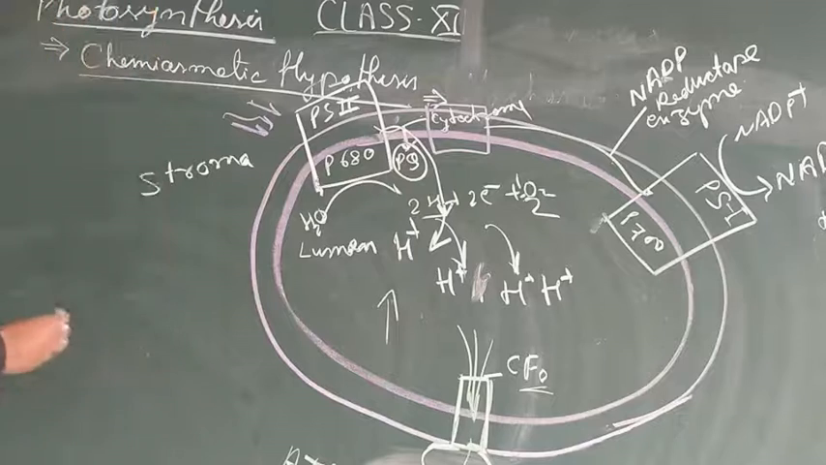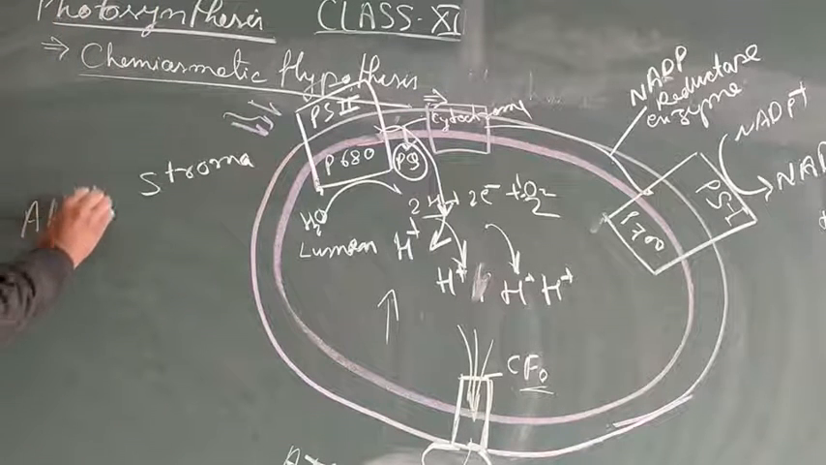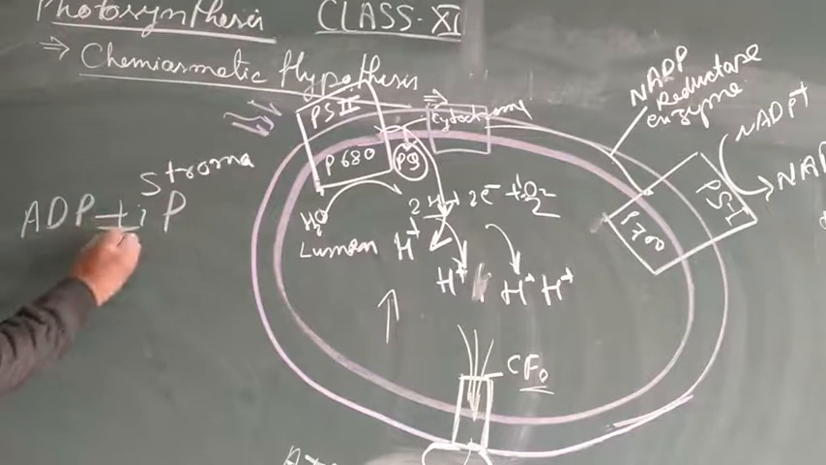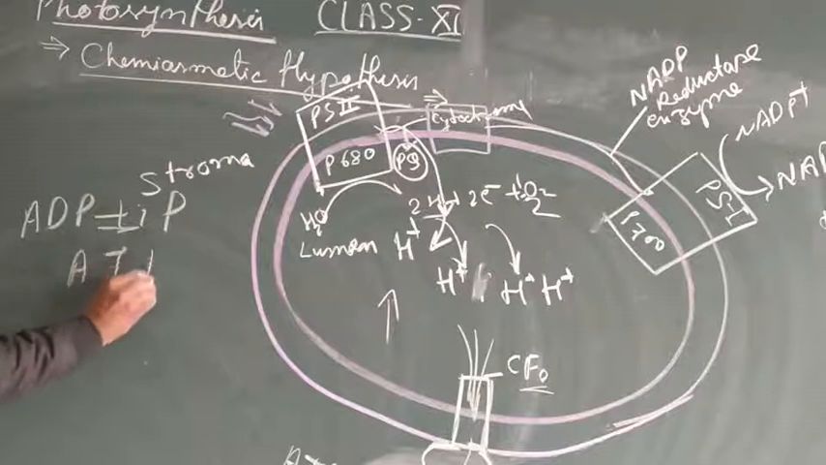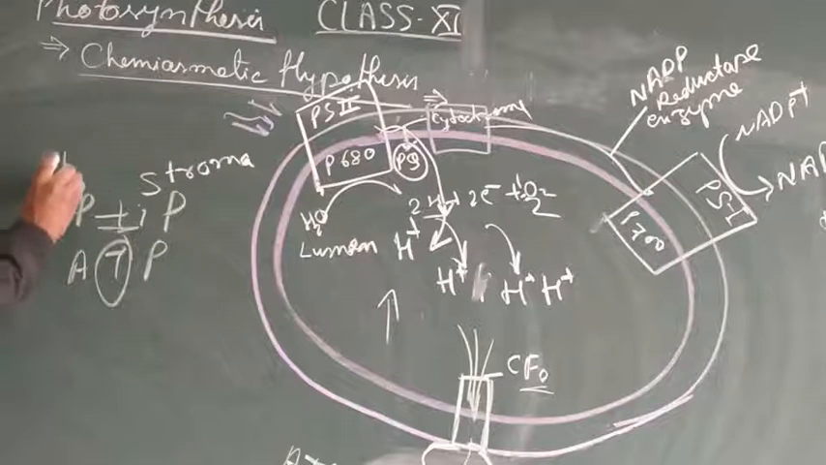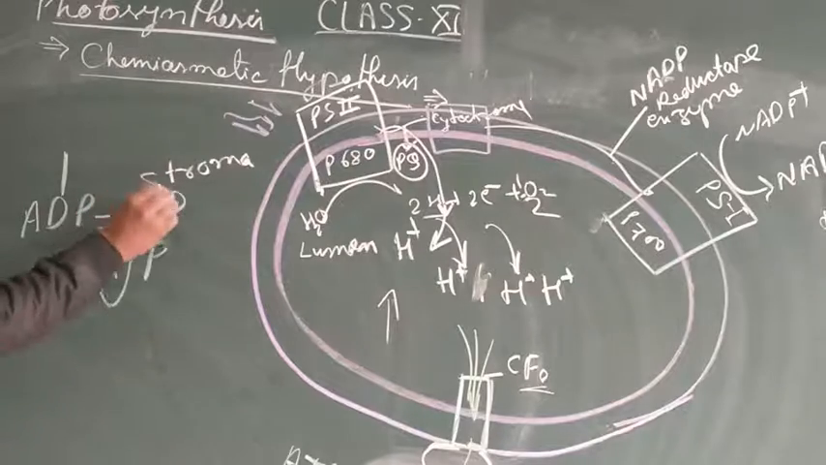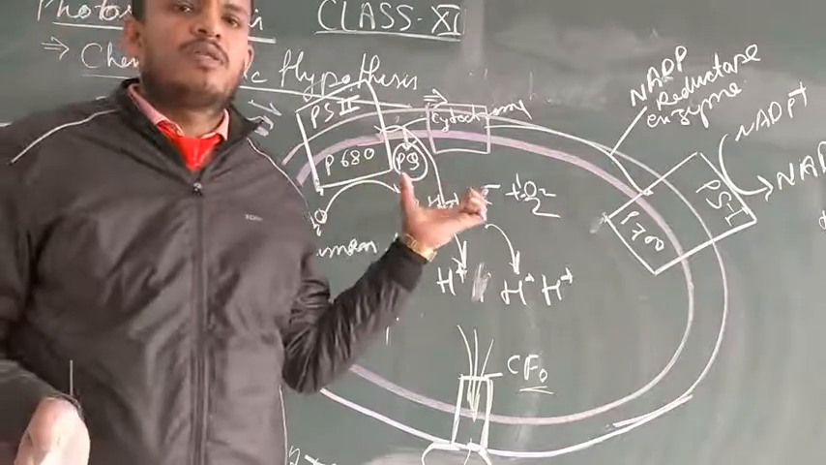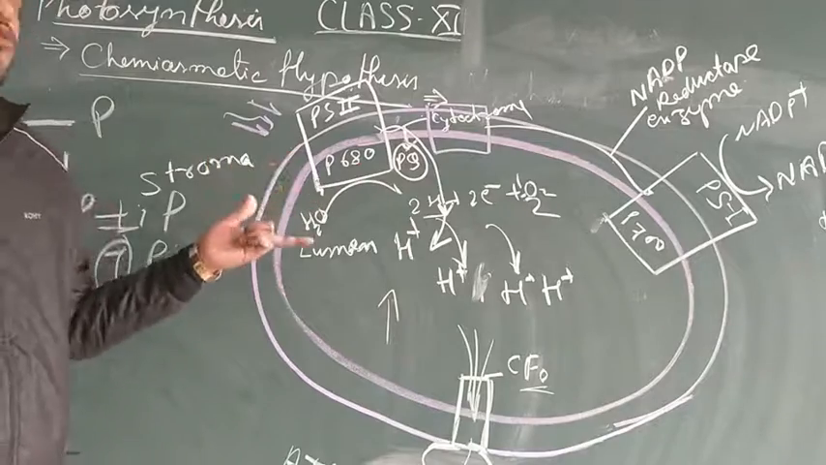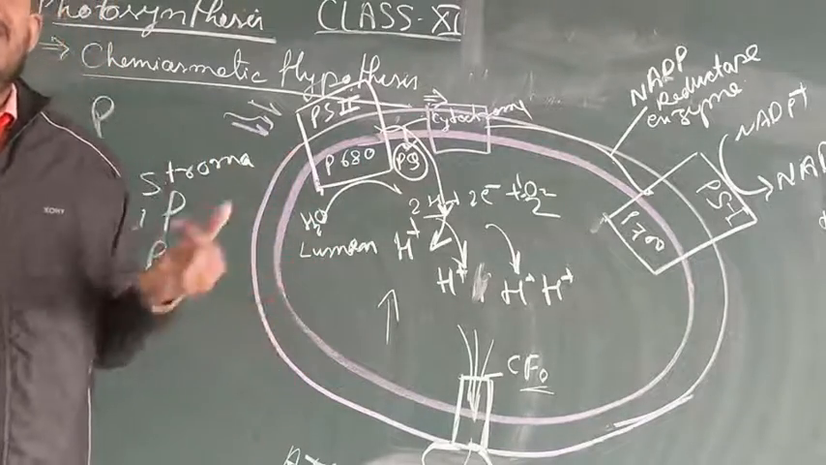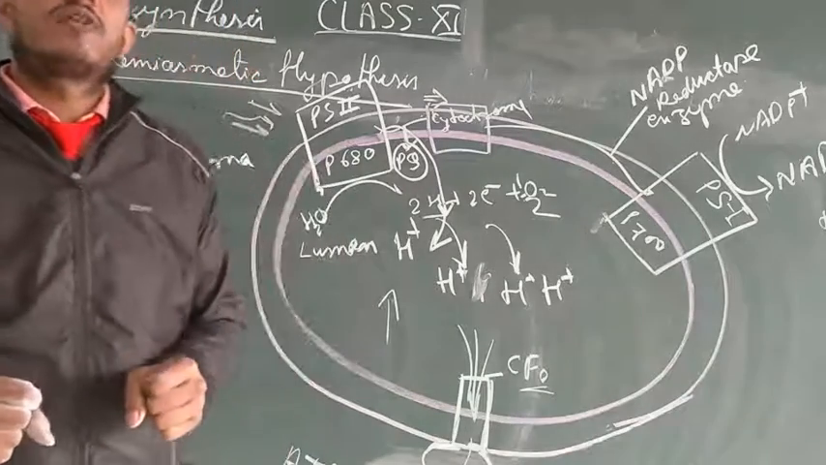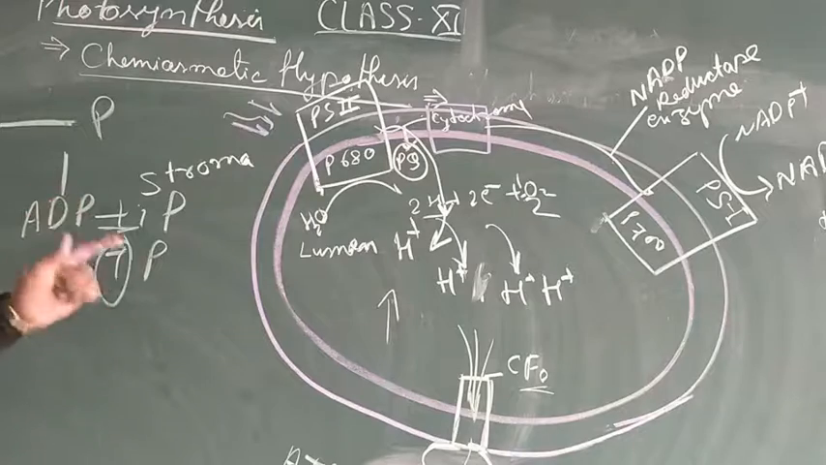So what happens when this ADP, adenosine diphosphate, plus inorganic phosphate combine? The bond energy starts forming. They form ATP, that is adenosine triphosphate, and initially it was diphosphate. So when the phosphate molecule gets joined with the diphosphate, this bond means the energy that we are talking about, the synthesis of energy in the chloroplast, which is accumulated in the form of bond energy.